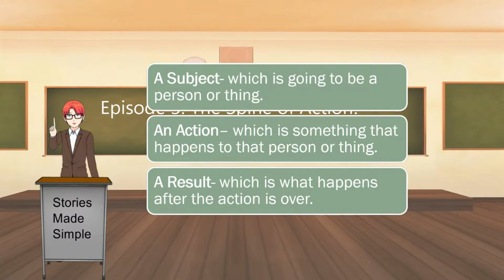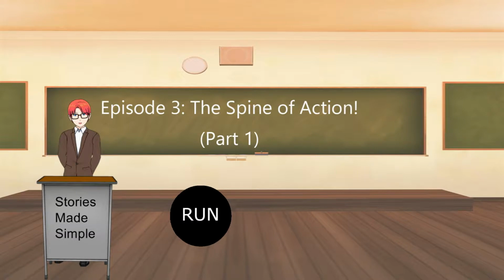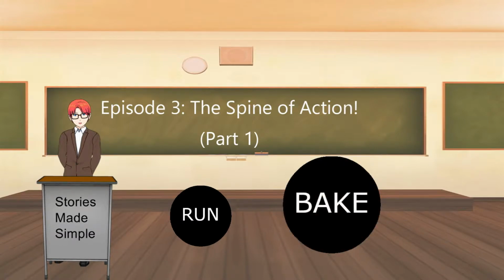Stories, as you should know by now, are built around a subject, an action, and a result. These are the fundamental requirements for something to be a story. Now, like subjects, actions come in all shapes and sizes. Some actions are very small and simple, like running between 2 points. Others are a little larger and more complex, like baking.